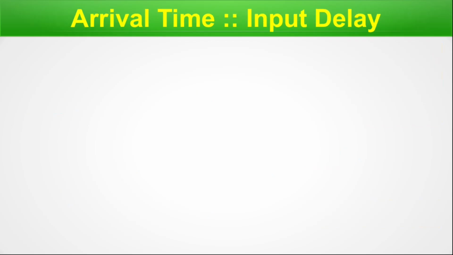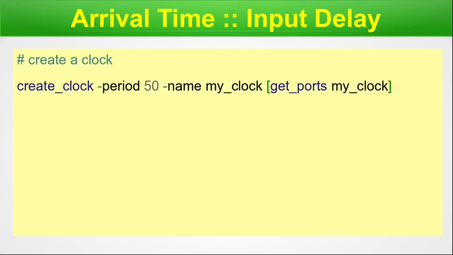Arrival time, that is input delay. We just pictorially touched upon the AT-RAT concept which was discussed in detail in episode 1. Now let me show you how you can define the arrival time, that is input delay. Here goes our example. Create a clock, first thing. Create clock, then we specify the period 50, then name my clock, and then we use square brackets as we use in Tcl: get ports my clock. So we get all the ports and onto that we apply the period and everything. This is how we define create clock. Again, I am emphasizing that from one simulator to another, this particular command may be a bit different. So don't panic, always consult the manual.